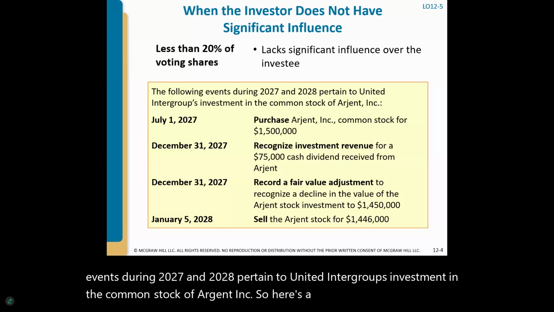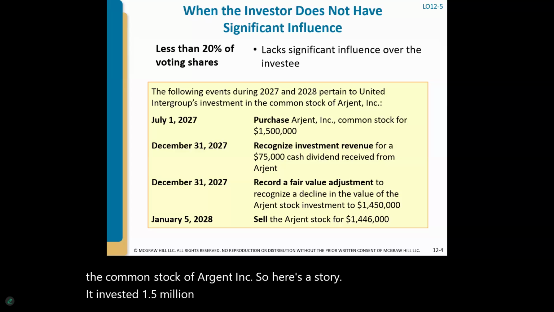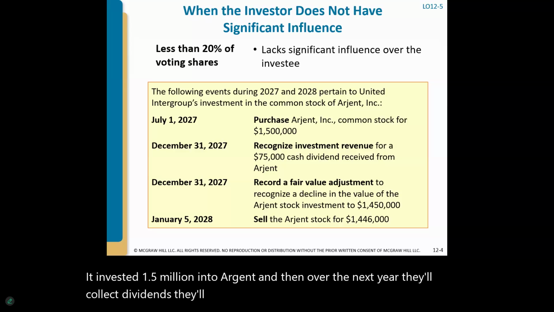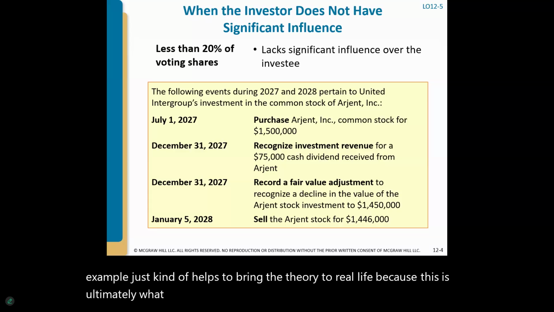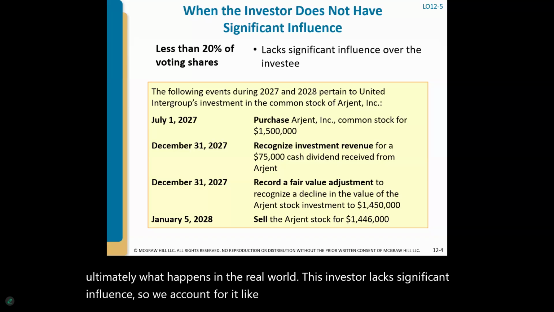United invested 1.5 million into Argent, and then over the next year, they'll collect dividends, they'll adjust the fair value, and eventually sell. So this example just kind of helps to bring the theory to real life, because this is ultimately what happens in the real world. This investor lacks significant influence, so we account for it like trading securities. We use the fair value through net income approach.